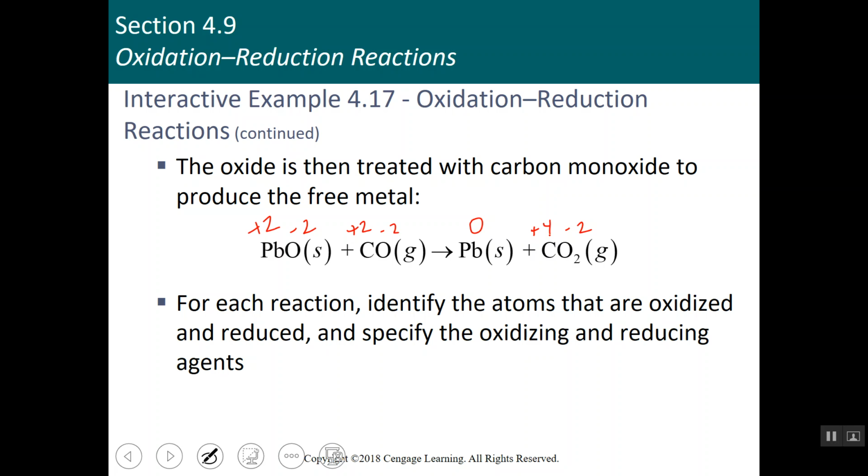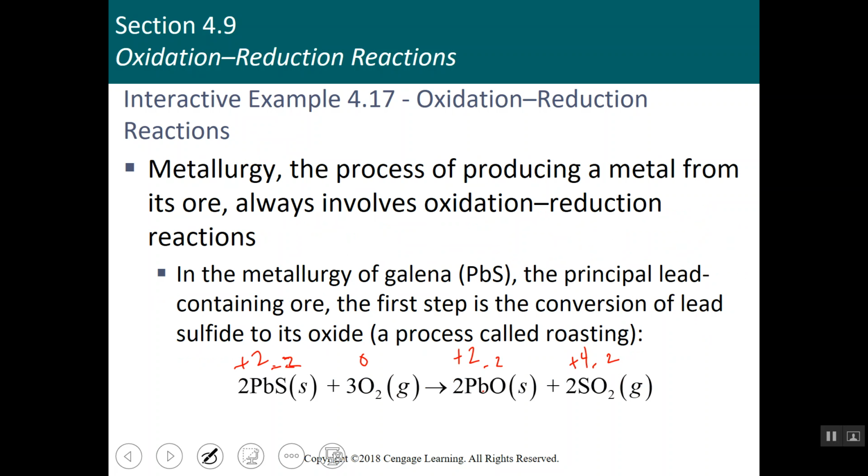And so in this particular case, oxygen stayed the same every time, so we're not even looking at oxygen. We're looking at what happened to carbon and what happened to lead. So whose charge went up? Okay, carbon's charge went up, so carbon is oxidized. So therefore it's the reducing agent. And lead was reduced, therefore it's the oxidizing agent. Okay, again, process that. I'm going to slip back to the last slide and we're going to look here.